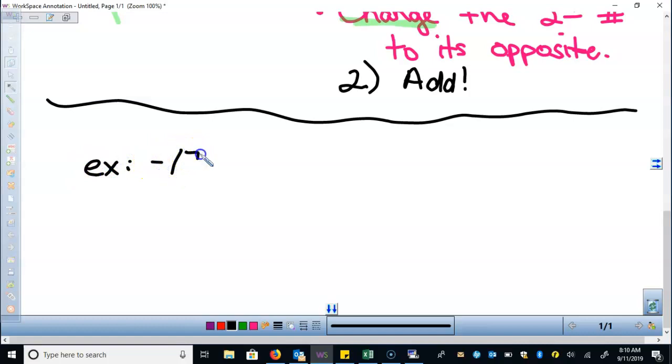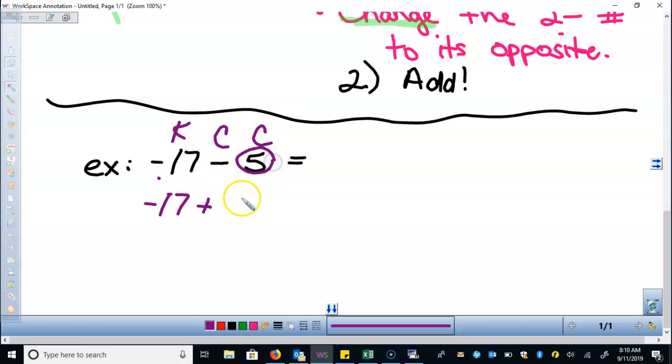Let's do an example. Okay. What if I have negative 17 minus 5? Okay, what's step one? Keep, change, change. Keep this first number the same. So what do we write? Negative 17. Okay, negative 17. Change subtraction to addition, and then change 5 to negative 5. Keep, change, change.